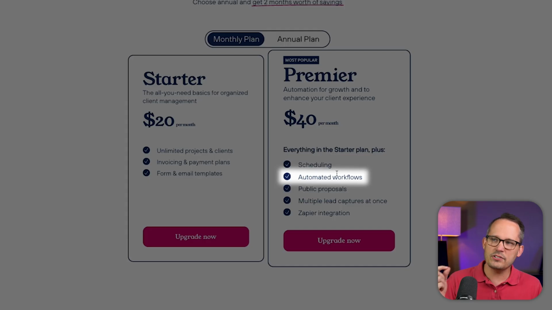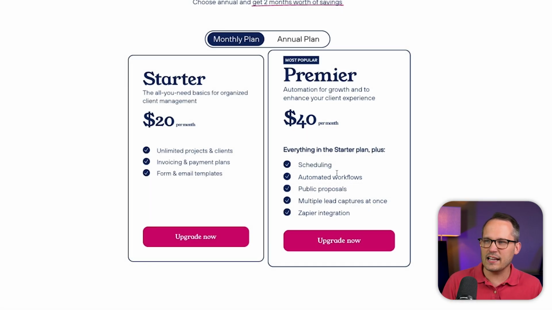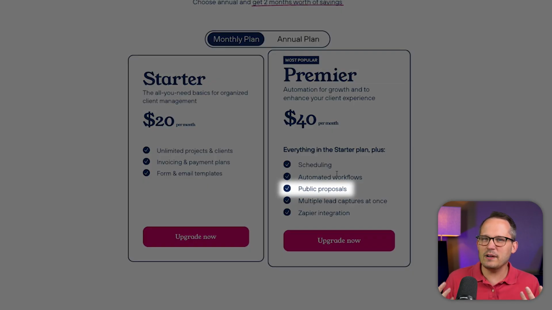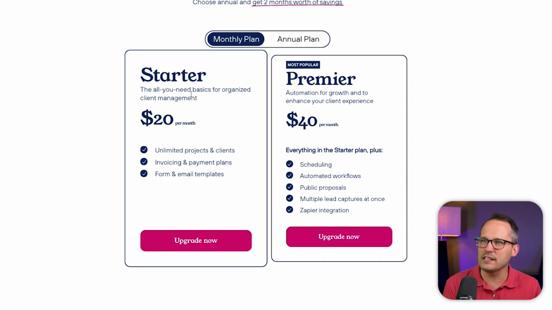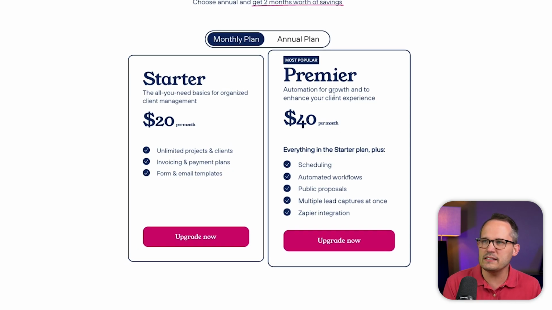Now those, I can understand people who might not necessarily need scheduling or automated workflows that you could potentially do without, but public proposals, I would think that everybody needs access to proposals. So it seems kind of goofy to me to offer this plan when really most businesses are going to need Premier in order to be successful.